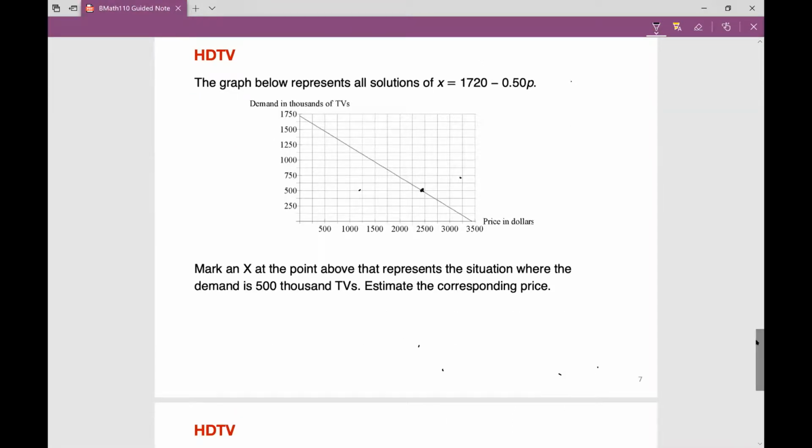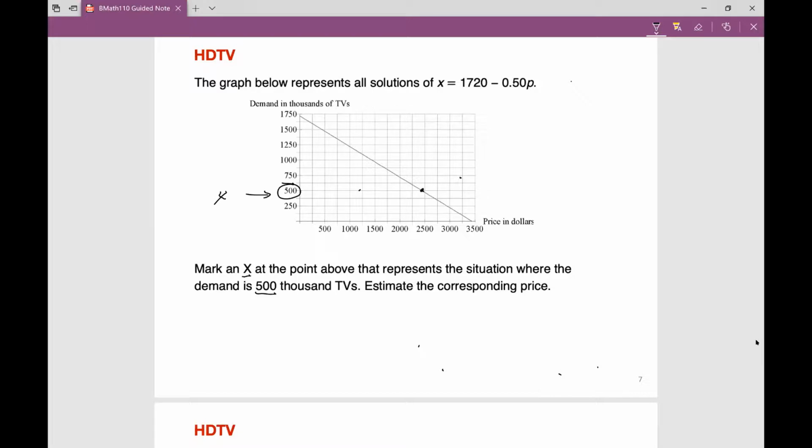Okay. The next page gives us the graph of the equation x equal to 1720 minus 0.5p. And what it wants us to do is find point x that represents the situation where the demand is 500,000 TVs, and we're going to estimate the corresponding price. So in order to do that, you're going to look at when demand is 500, right? So actually here is 500, right?